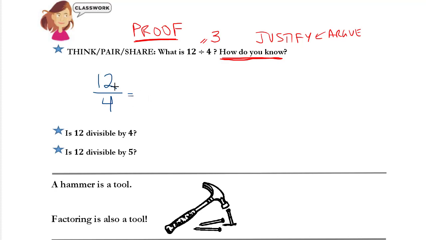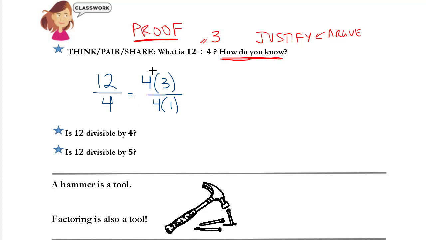Well, 12, can I factor 12? Sure I can. 12 is nothing more than 4 times 3. I'm rewriting 12 as a product. And 4, I can just keep it down here. If I want to be fancy, I could rewrite 4 as 4 times 1, because anything times 1 is just itself. Or you could just leave the 4 down there. So this 12 divided by 4 is really 4 times 3 divided by 4 times 1.